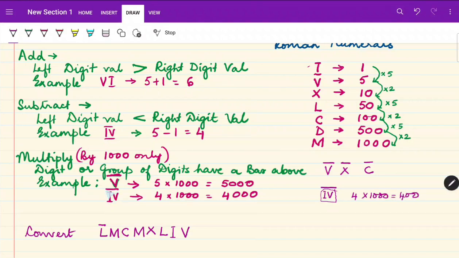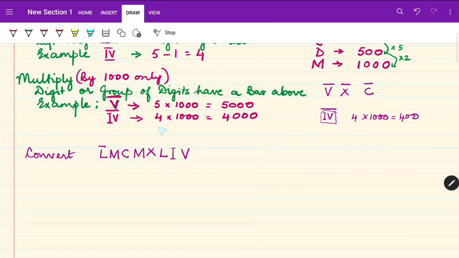So IV with a bar above it means 4 multiplied by 1000. All right, so these are some of the rules that we are going to apply when we go about doing a conversion. So I have a number to convert in Roman numerals. It's L bar M C M X L I V. Now this will involve multiplication, addition, and subtraction.